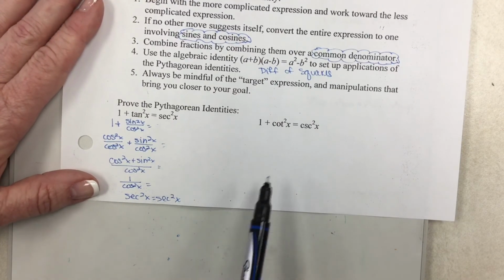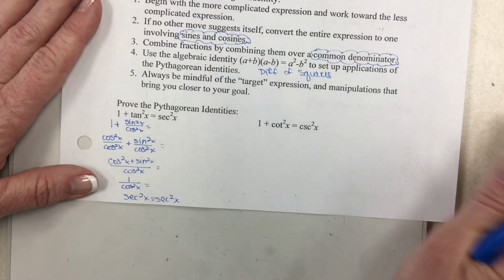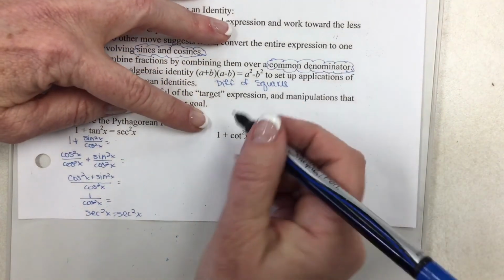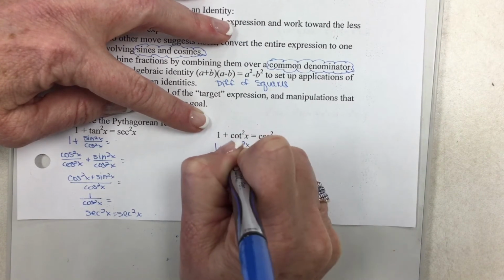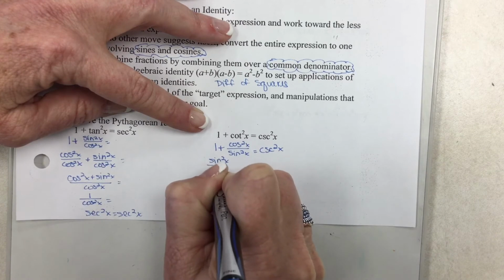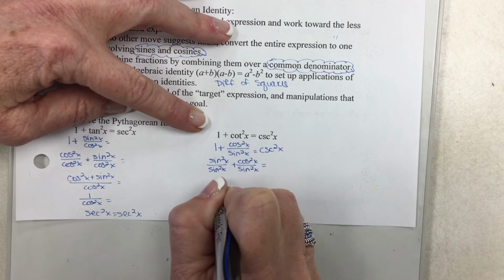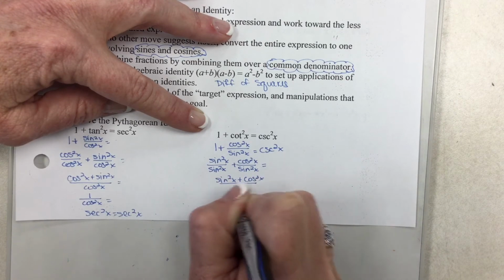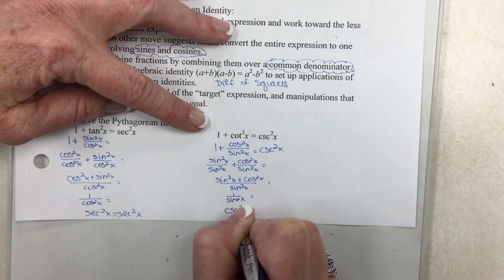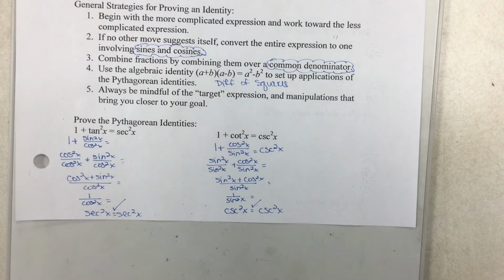All right, so what I want you to do is on your own, just like what we did here, prove this one. 1 plus cotangent squared x equals cosecant squared x. And you should get a check, just like that.